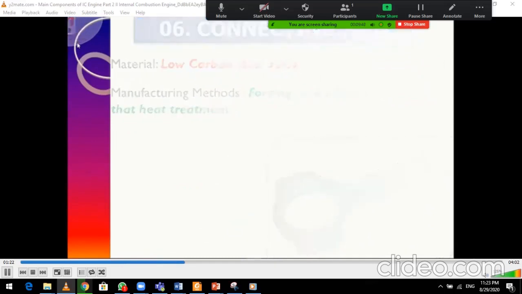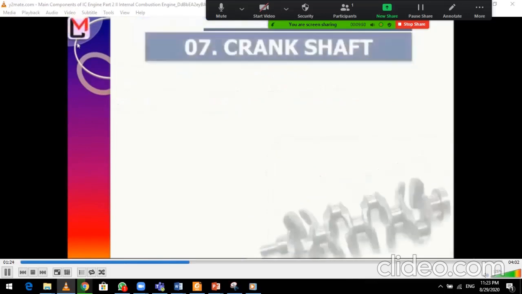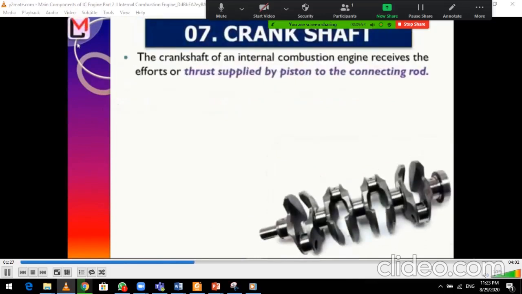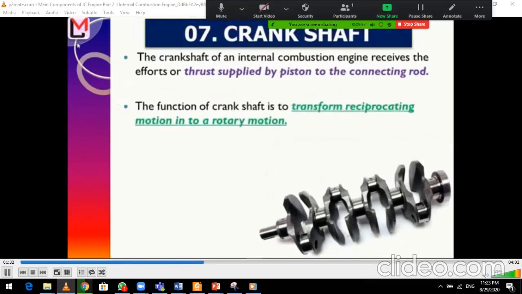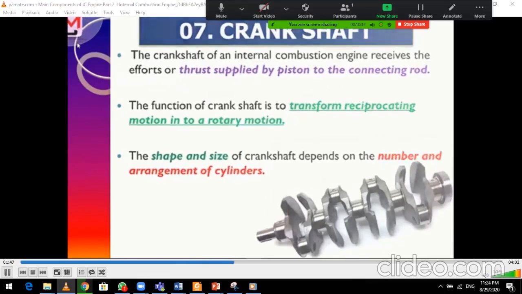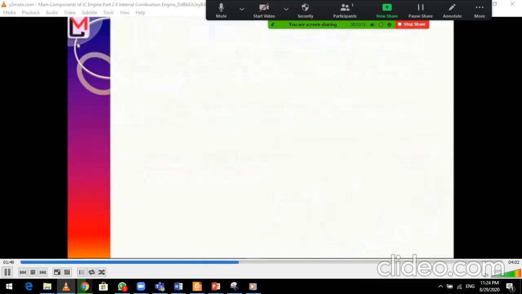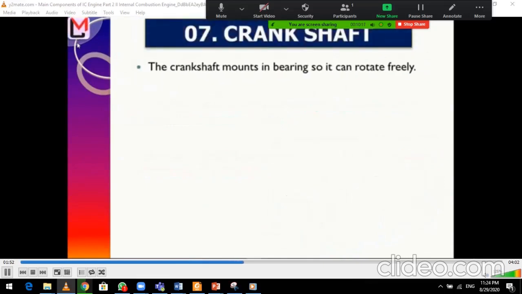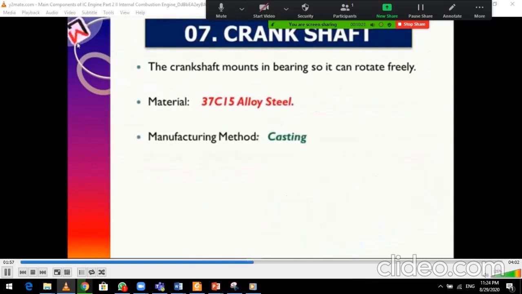Now we will learn about the crankshaft. It receives the thrust supplied by piston to connecting rod. The main function of crankshaft is to transform reciprocating motion into a rotary motion. The shape and size of crankshaft depends on the number and arrangement of cylinders. The crankshaft is mounted in bearings so that it can rotate freely. It is made up of 37C15 alloy steel by using casting process.